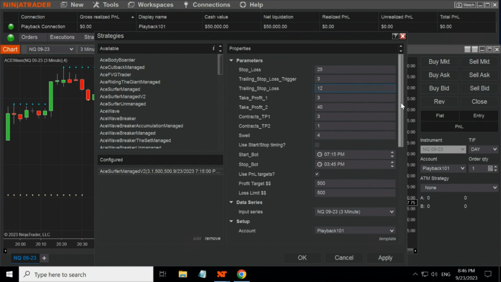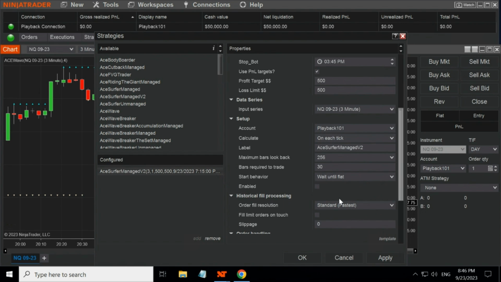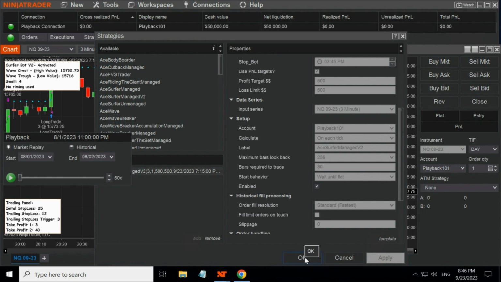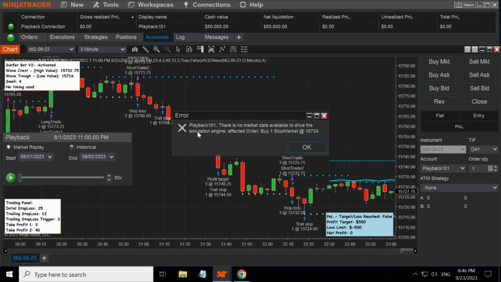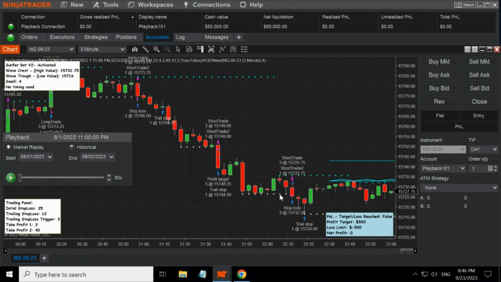So everything else looks pretty good. I'm running it on playback, waiting starting behavior, and we go apply. Sometimes we find that when we run these bots in playback, you can see here the simulation engine hasn't actually started yet. So sometimes it comes up with a bit of an error, which is okay. It just means that we haven't started our simulation. I'm looking at from the 1st of August to the 2nd of August. I'm just going to run it for a day.